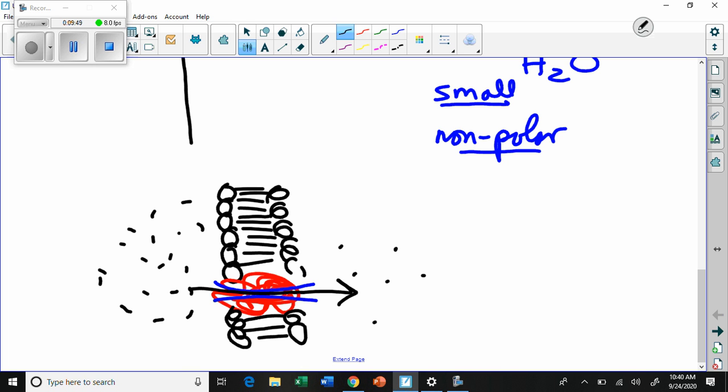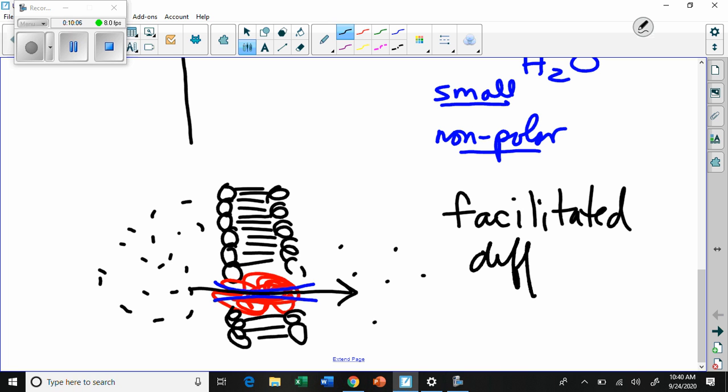And this is called facilitated diffusion. Oops, I spelled that wrong. I keep spelling that word wrong. Just a C in there. Facilitated diffusion. In other words, the cell is being helped, or the solute is being helped.